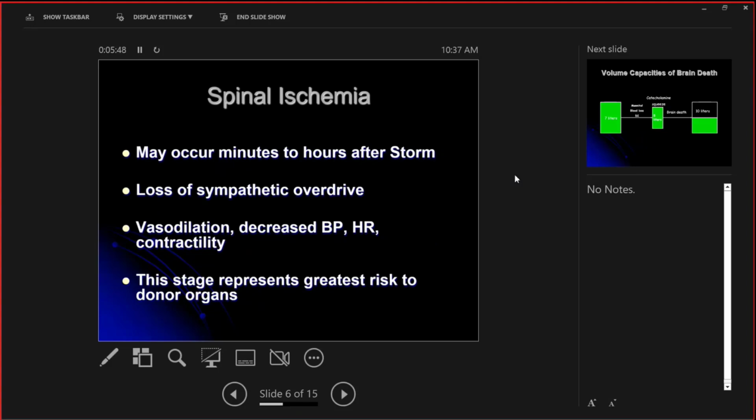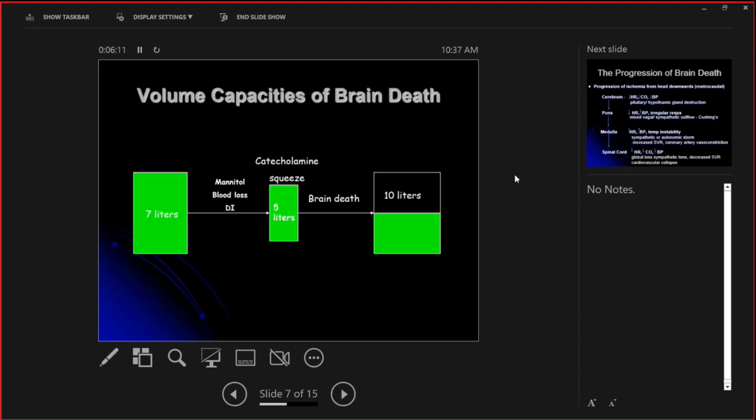Spinal ischemia can occur minutes to hours after this initial storm, and at this point you lose your sympathetic overdrive and you now have significant vasodilatation. You decrease your blood pressure, your heart rate, and your contractility. This represents the greatest risk to potential donation of organs, because then your organs suffer a second-hit ischemic insult, and so you get a big issue.